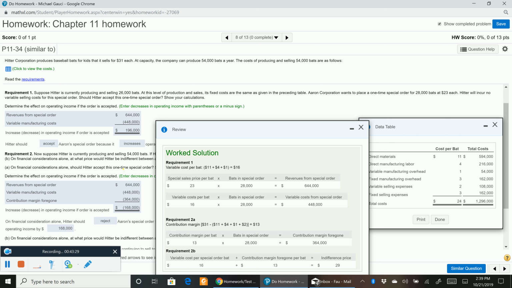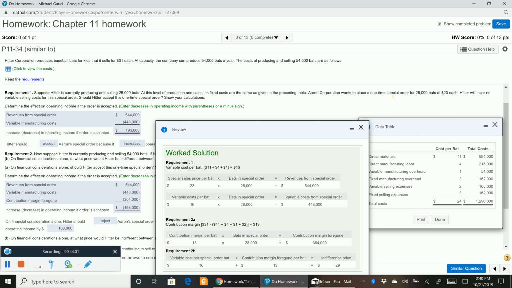At this level of production and sales, the fixed costs are the same per unit. All right, the fixed costs in total are the same. Per unit, obviously, they change, but this is the level where they are the same. We're in the same relevant range. Now, remember, we're making 26,000 bats. We have room to make 54, so we have excess capacity. We have idle capacity, I should say, to make an additional 28,000 bats. And say there's a company called Aaron Corporation.